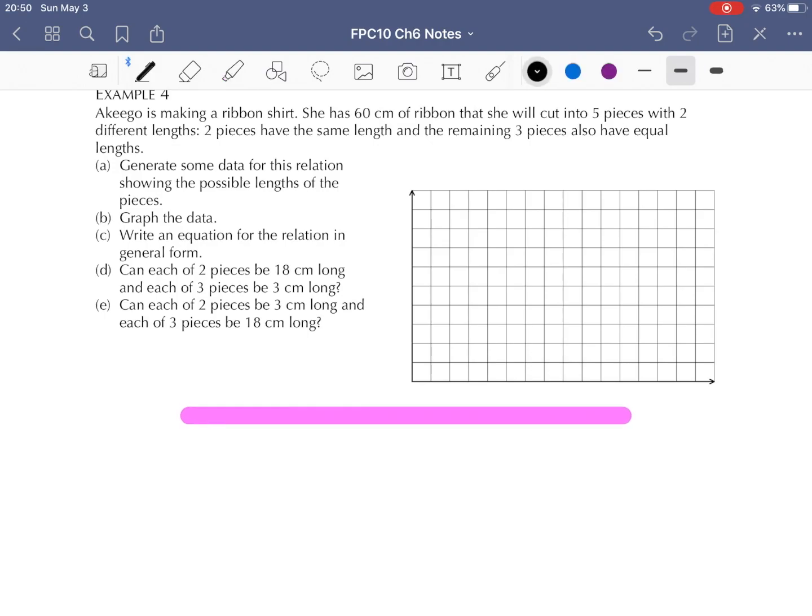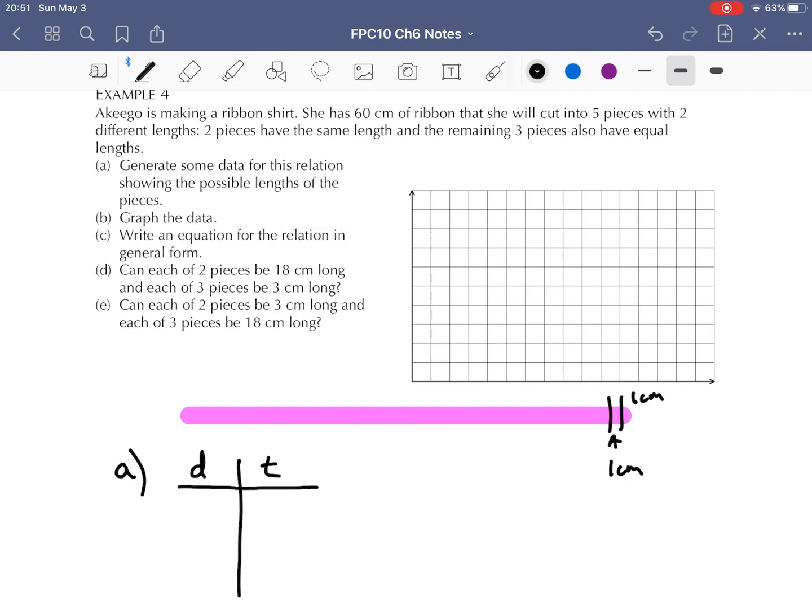All right, so we're going to just draw another ribbon. We're going to build a table of values. Okay, so the two pieces with the same length, I need to give this a variable. But the other one has 3 pieces, so they can't both be t. So I'm going to do d for 2 and t for 3. Because in French, 2 is deux. And in French, 3 is trois.